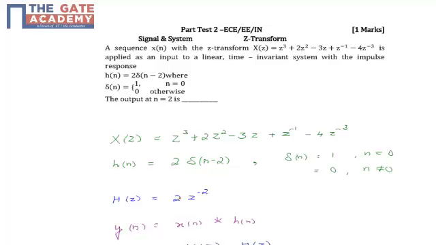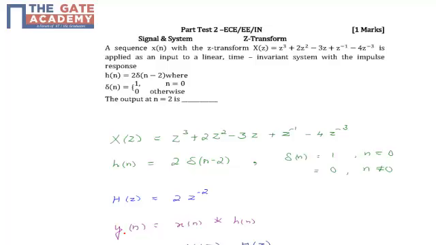So what we get is 2 times z raised to minus 2. Fine. So this is using a simple direct formula: for delta of n minus k we have z raised to minus k. So here it is n minus 2, so we have z raised to minus 2.